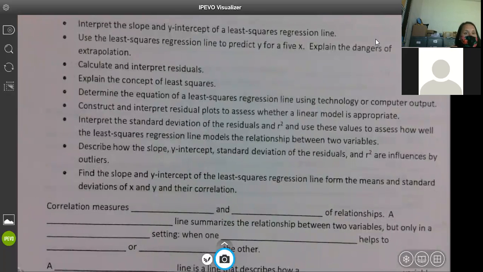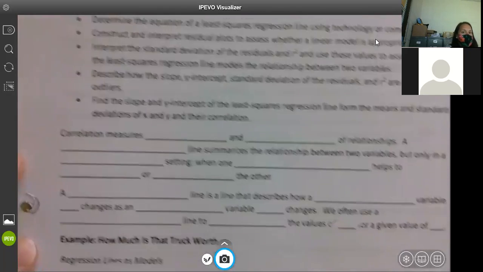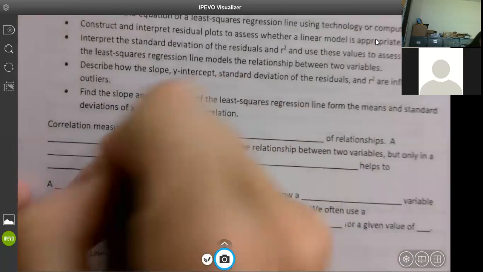So 3.2 is going to start talking about least squares regression and correlation some more. We're going to calculate and interpret residuals. We're going to use a least squares regression line, which we already know how to do. Again, we just use our calculator and we choose the other regression. So we're going to move down to correlation measures. It measures direction and strength.